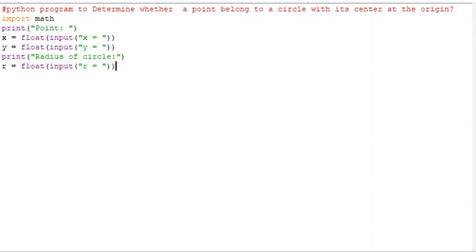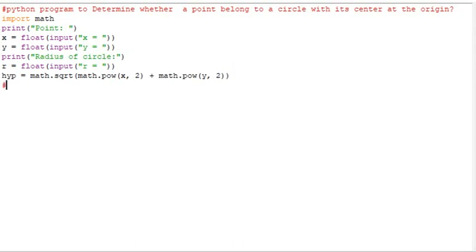So what next is to find the hypotenuse. The hypotenuse is the addition of the square of x and y. We can use the mathematical function square root of x squared plus y squared, so the hypotenuse has been found.